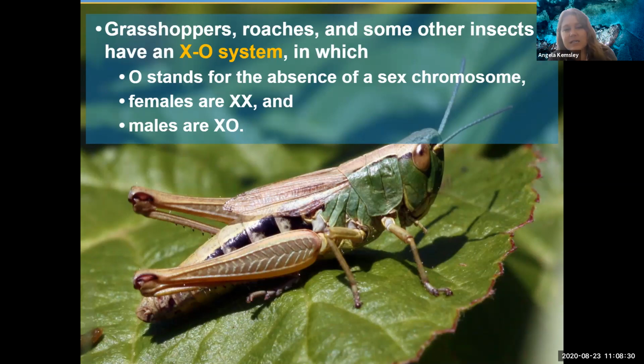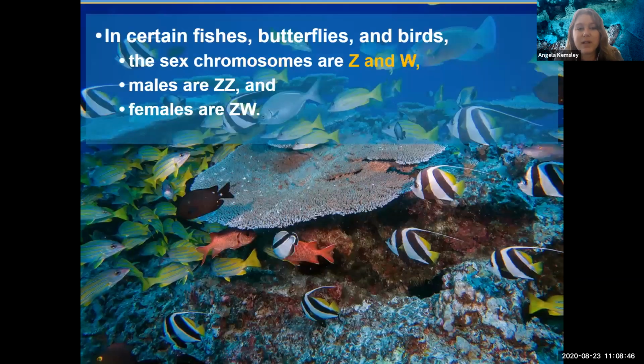It's different in some insects. So they both have X's, just like in humans and mammals. But if you have a second X, that means you're female. If you don't have a second X here, that means that you are male. So a little bit different. In certain fishes, butterflies, and birds, the sex chromosomes are Z and W. So males are ZZ, females are ZW.